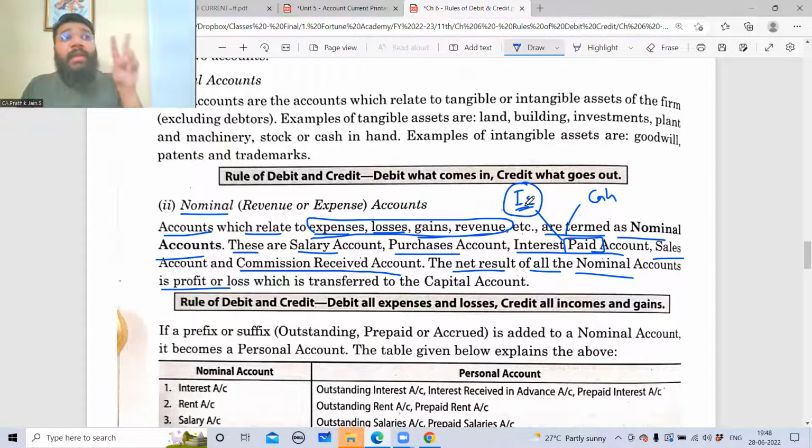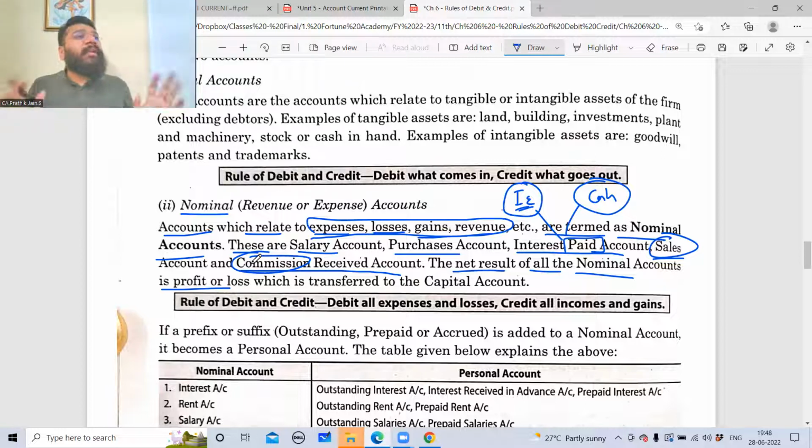I told you every transaction will have two impacts. I'm not talking about that impact; I'm talking about the expense impact. If I keep on paying interest, my expense in the business will increase. For example, if I've taken a loan, I have to pay interest, so more and more interest means expense keeps increasing. If I do more and more sales, more income. I'm receiving more and more commission. So what will be the net result? Income minus expense will give you net profit or net loss.